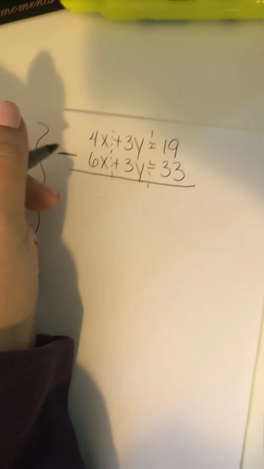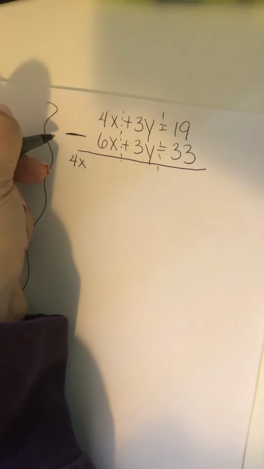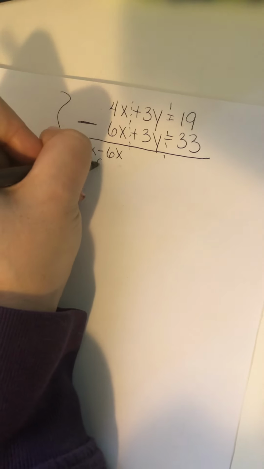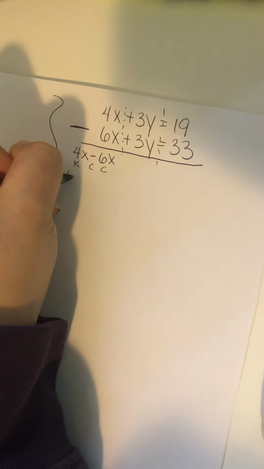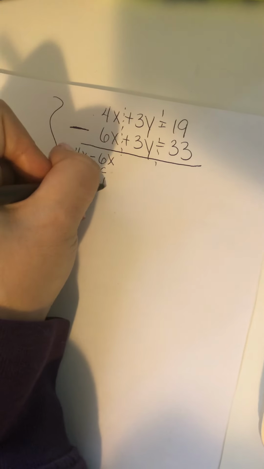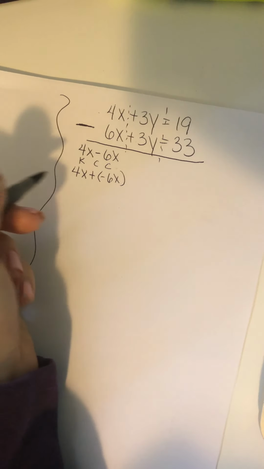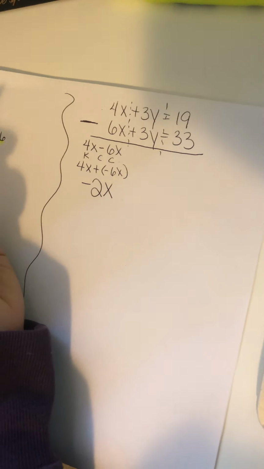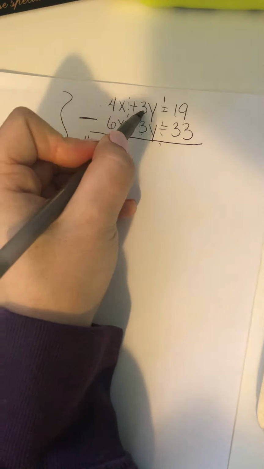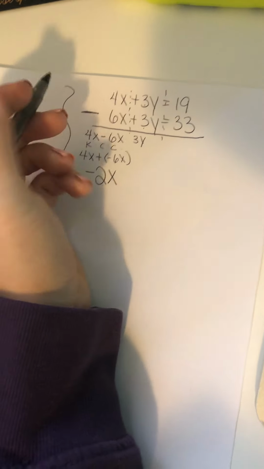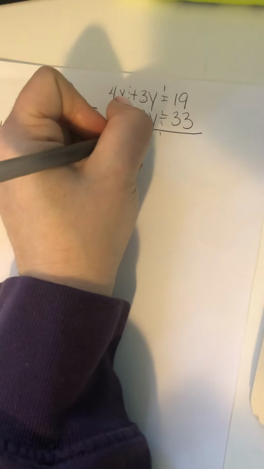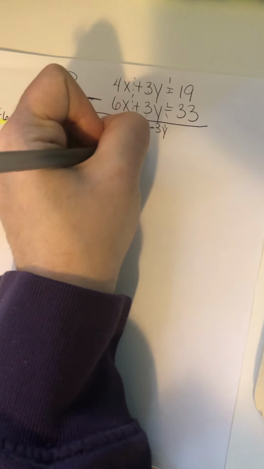So here it would be 4x minus 6x, and then I would use keep, change, and I would get 4x plus negative 6x. So 4x plus negative 6x would leave us with a negative 2x. Okay, then I move down here. I'm going to do 3y minus, because we're subtracting, 3y. And 3y minus 3y gives us our 0, so that's why our y's get eliminated.